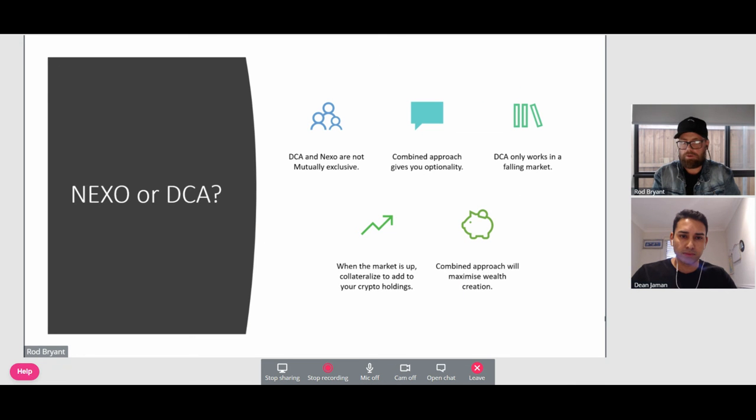All right, so let's have a look at the next slide. What have we got here, Dean? So this is the question: Nexo or DCA, and you don't have to choose. These are not mutually exclusive. You can go for both, and personally, I've been using both, and it's been working well. I took out the funds, had I left it just in BTC, it'd be sitting in BTC. I took some funds out, collateralized it, and I'm getting involved with some IEOs with Binance Launchpad, just giving that a go, see how it goes.